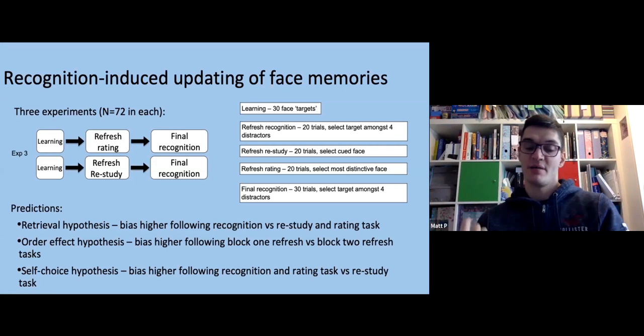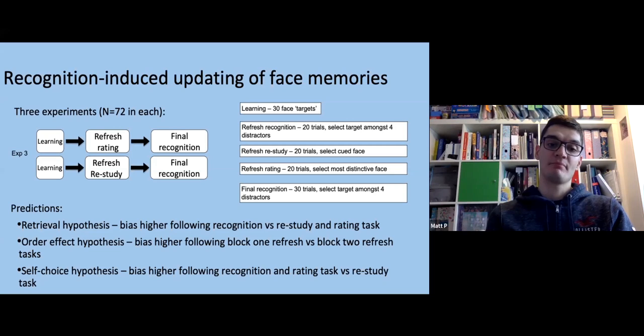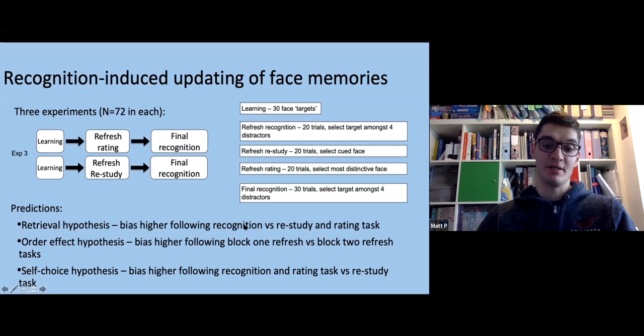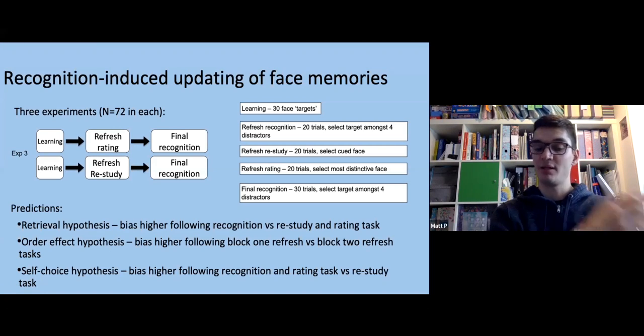So across all these three different experiments, we have different hypotheses and predictions to account for the extent to which participants are biased during the final recognition task by the faces that they picked in the previous refresh task. Our retrieval hypothesis would suggest that this measure of bias or memory updating is higher following the recognition compared to the restudy and the rating tasks during refresh. An order effects hypothesis would suggest that the bias measure is always higher in block one compared to block two for all three experiments. We also have a self-choice hypothesis whereby the bias measure should be higher following the recognition tasks at refresh and this rating task at refresh compared to the restudy tasks.